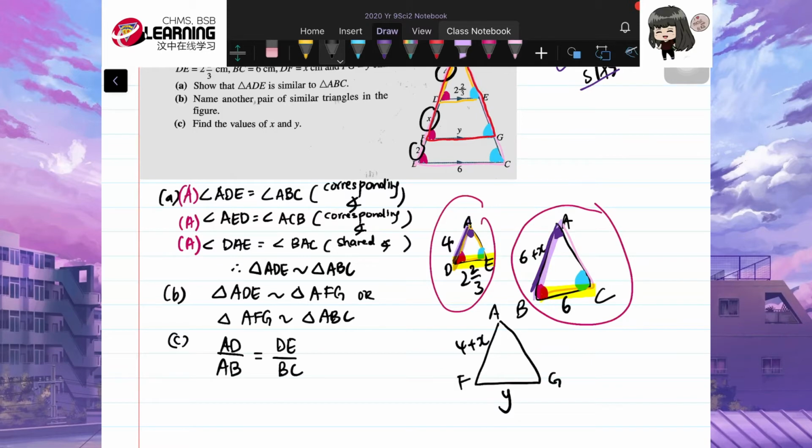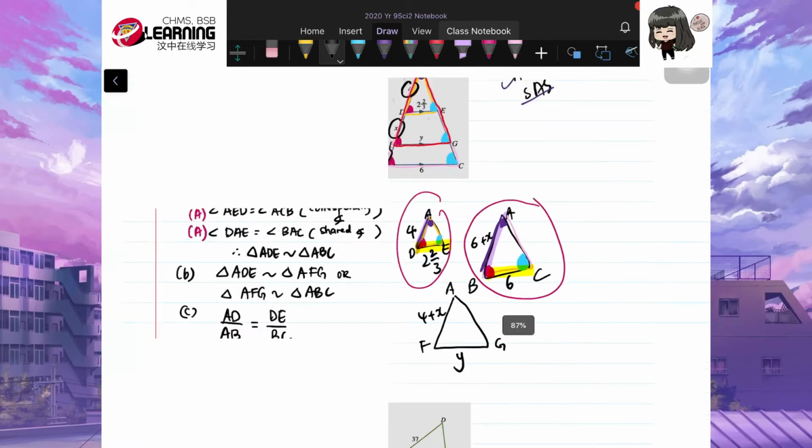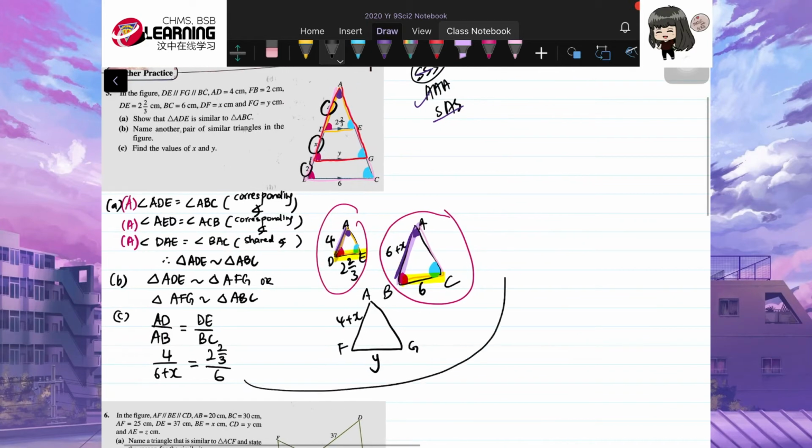Okay, so AD is 4. AB is 6 plus x. So 4 over 6 plus x equals 2 over 3 over 6. Maybe you can pause and give yourself some time to figure it out. Then we can cross multiply here. I will continue writing over here.